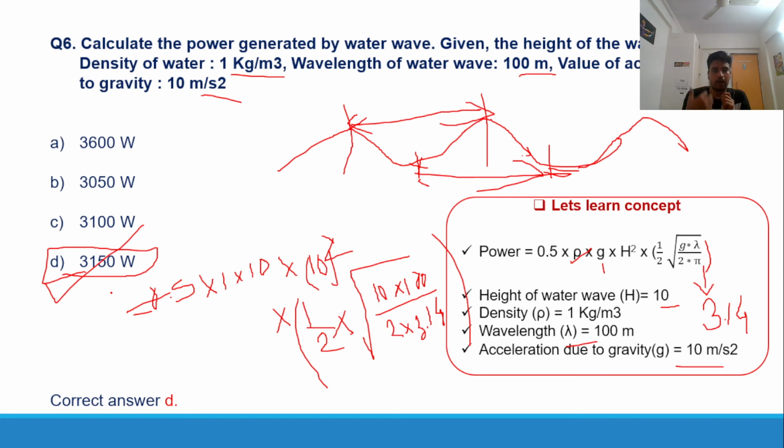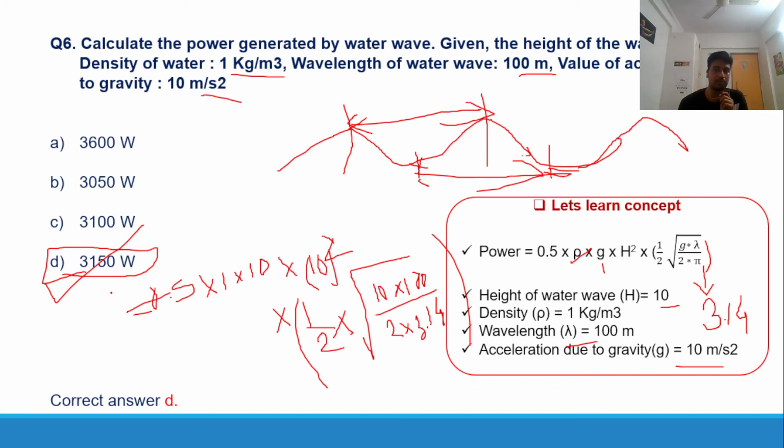Now you got it. How much is the wave power generated by a wave that has a height of 10 meter? A height of 10 meter can generate 3150 watt. That's a good amount of power. If you compare 3150 watt with electrical devices, a room electric heater is around 1000 watt. So you can run 3 of these room electric heaters in winter in 3 rooms with this 10 meter height of wave only. Got it?